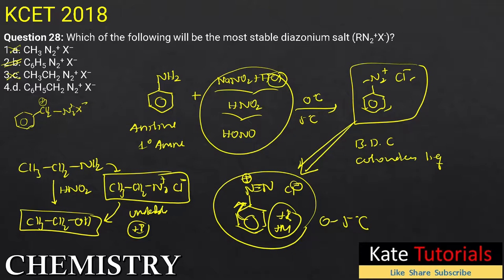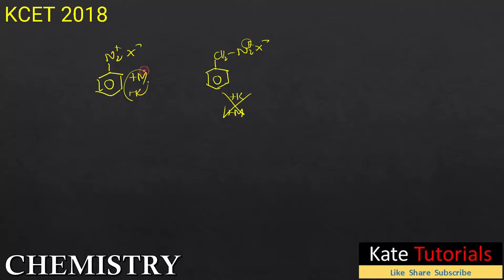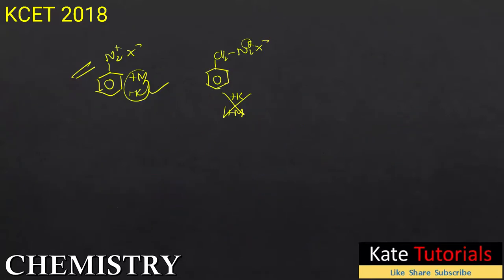Here the benzene ring, let me explain it. Here I have aniline which converts to N2 plus X minus, whereas in option D, that is nothing but CH2N2 plus X minus. See, the plus is away from the benzene, so it is not stabilized by resonance here. There is no plus R nor plus M. But here plus M or plus R, both effects are there, right? So this is stable. So option B is the stable product. Option D is also not the stable product. So this is about question number 28.